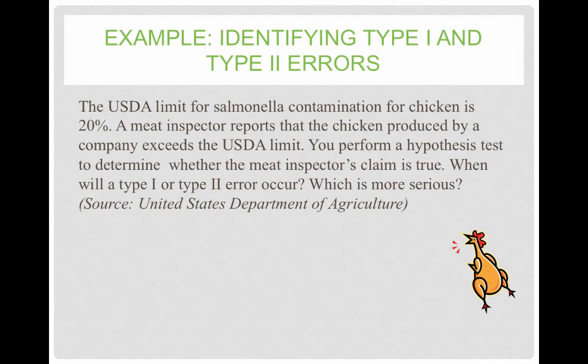The USDA limit for salmonella contamination for chicken is 20%. A meat inspector reports that the chicken produced by a company exceeds the USDA limit. You perform a hypothesis test to determine whether the meat inspector's claim is true. When will a type 1 or type 2 error occur? Which is more serious?